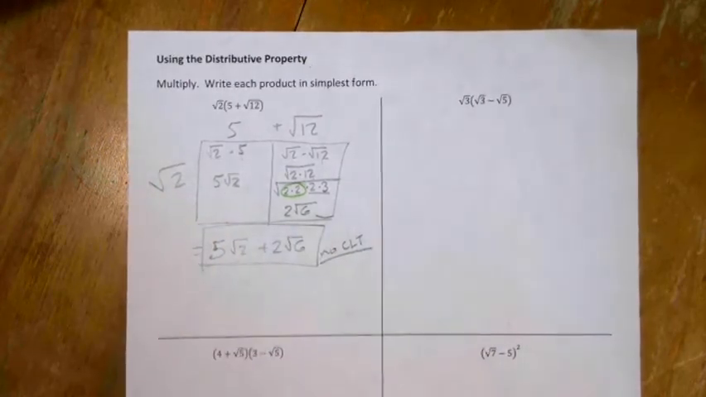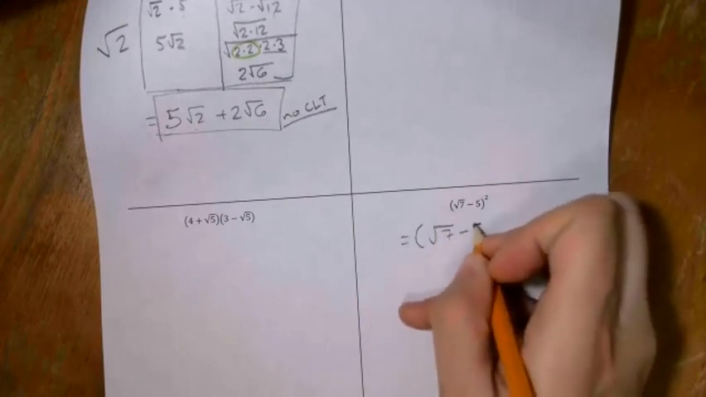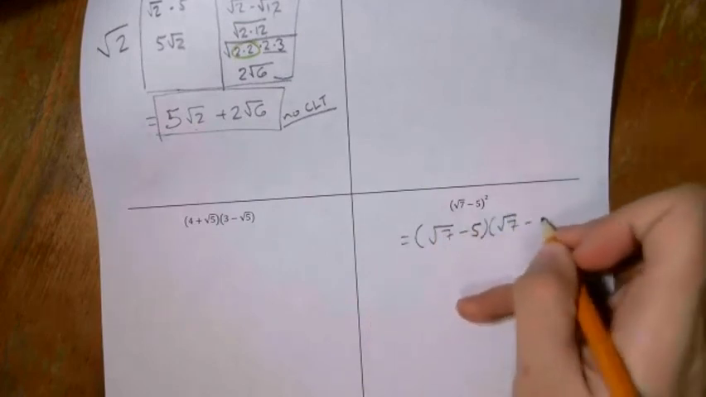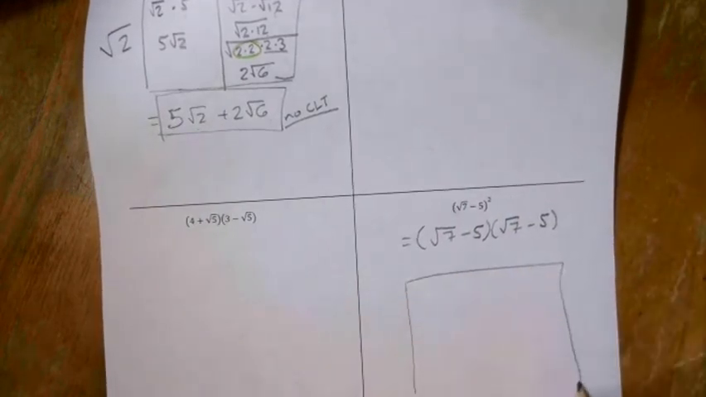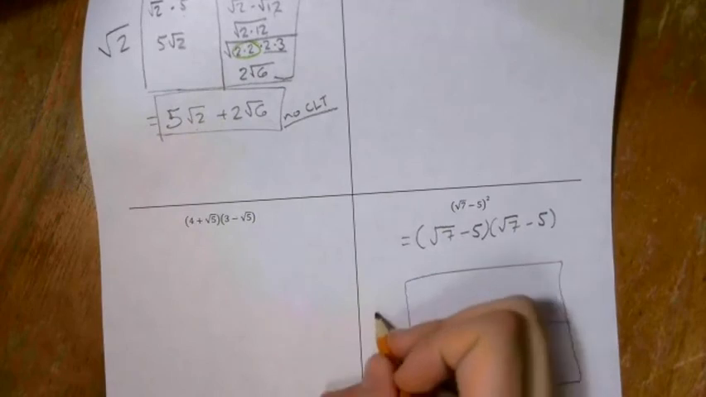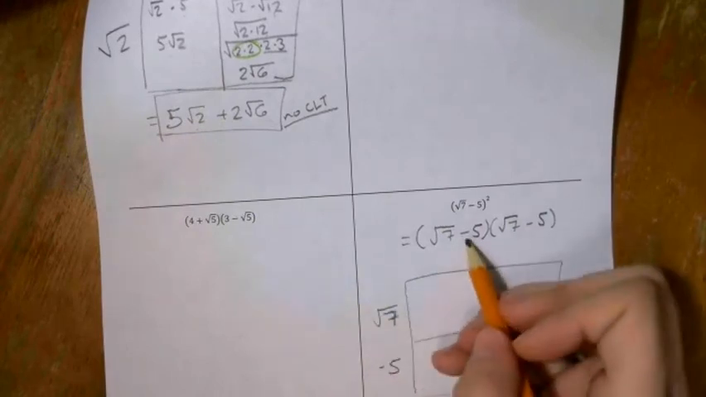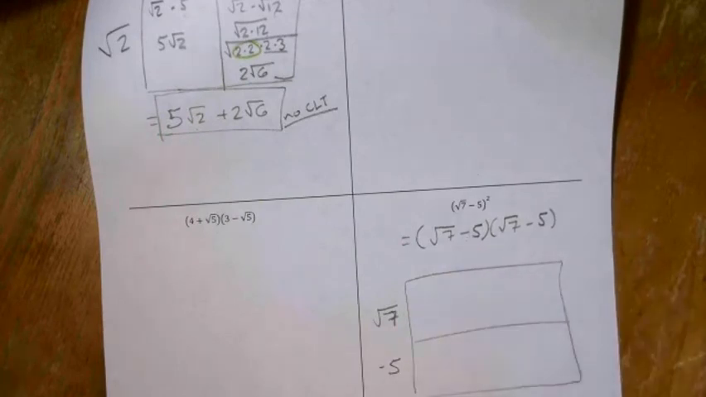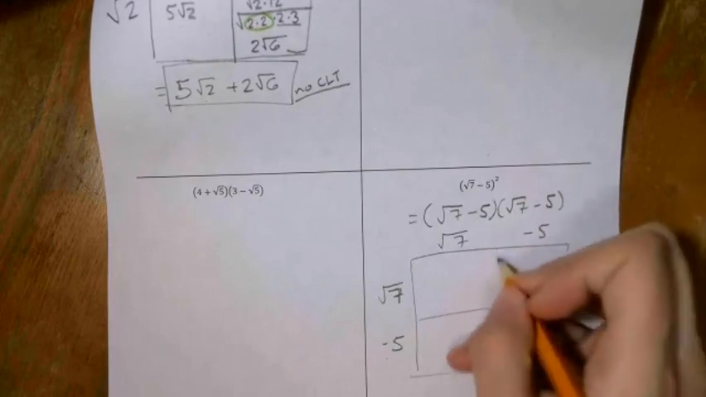Let's take a look at the bottom right corner next. So we have square root 7 minus 5 squared. Remember, squared means I have 2 of them. So square root 7 minus 5 times square root 7 minus 5. I'm going to do another area model here, so I'm going to give myself a nice big box. On the left, I have square root 7 minus 5. Make sure that subtraction sign turns into a negative by the 5. And along the top, I have square root 7 minus 5.